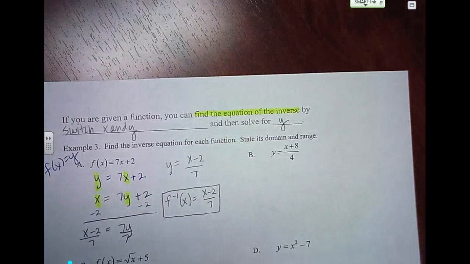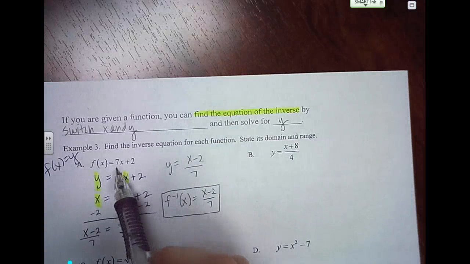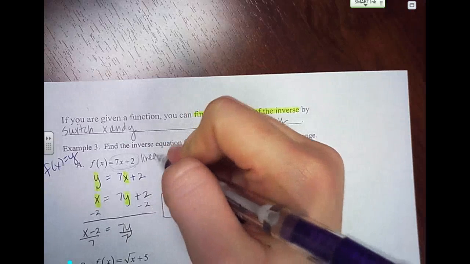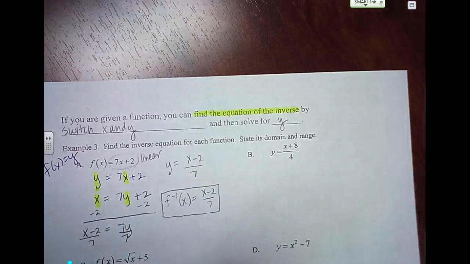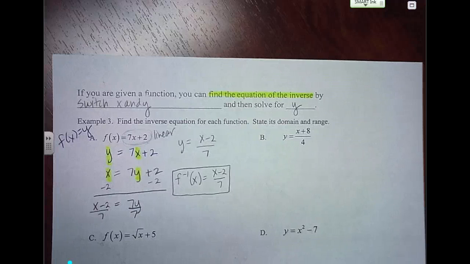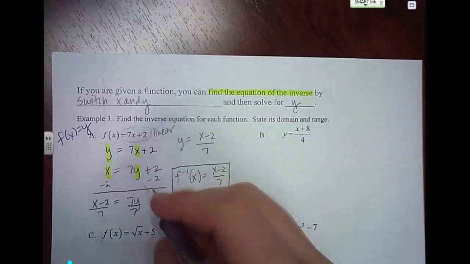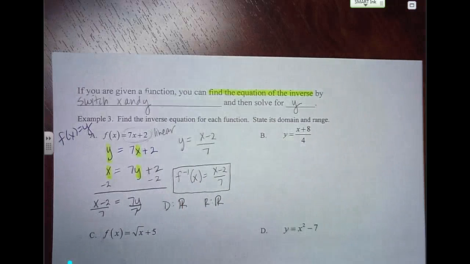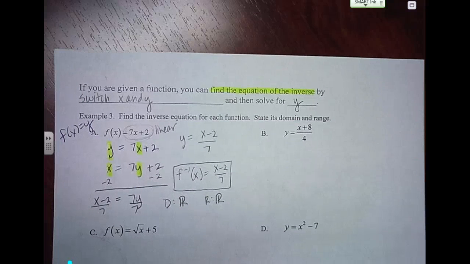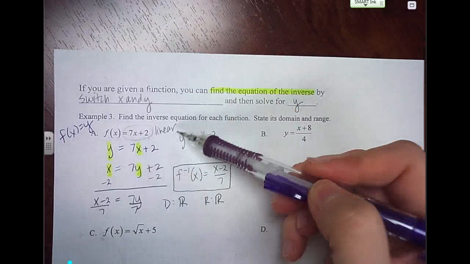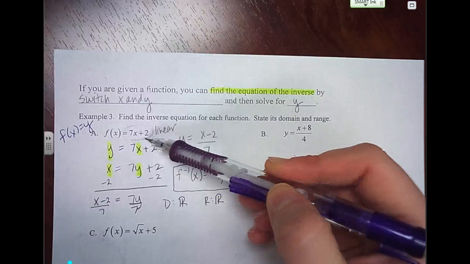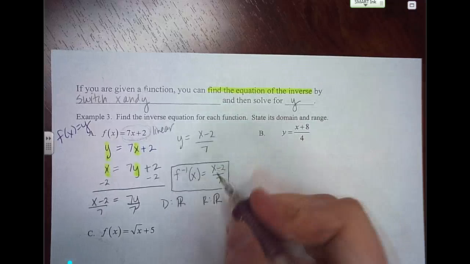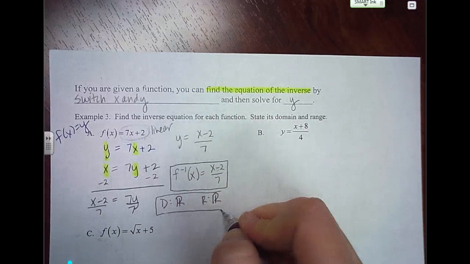Okay, it says state its domain and range. So if you look at this, 7x plus 2, this is a linear equation, which means it's just a line. So the domain would be all real numbers and the range would be all real numbers. So when we switch here, domain is still all real numbers and range is still all real numbers. Okay, and you could graph that to check it if you wanted to. You could graph 7x plus 2 and see that it's a line. You could graph x minus 2 divided by 7 and see that it's a line. So there's our domain and range.